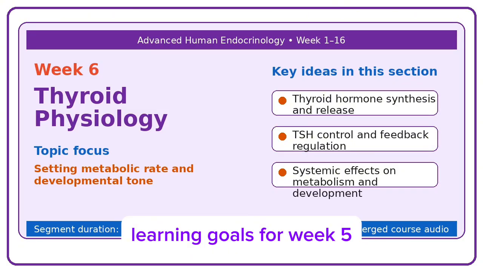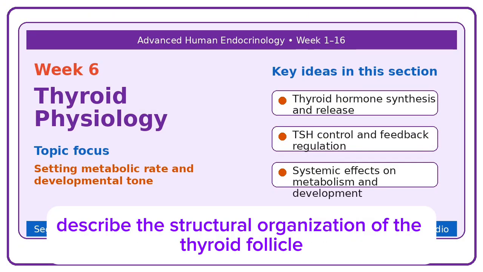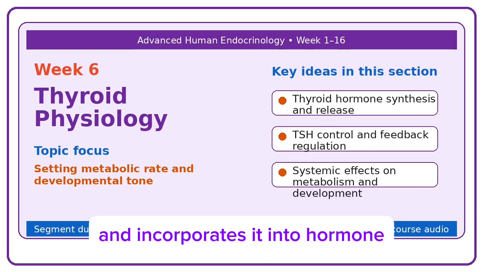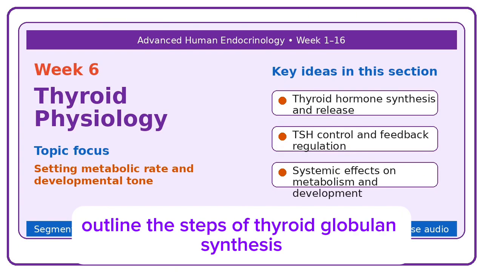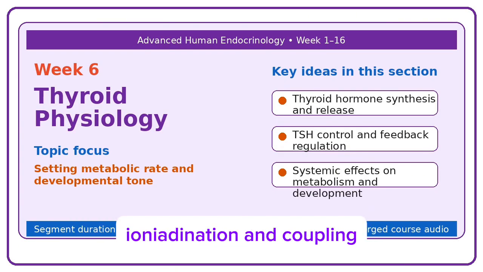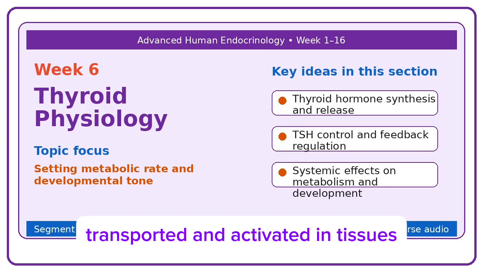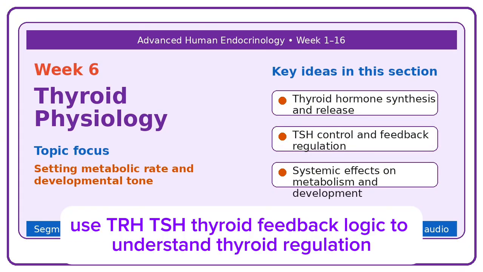Learning goals for Week 5. Describe the structural organization of the thyroid follicle. Explain how the thyroid gland takes up iodide and incorporates it into hormone. Outline the steps of thyroglobulin synthesis, iodination, and coupling. Explain how T4 and T3 are released, transported, and activated in tissues. Use TRH-TSH-thyroid feedback logic to understand thyroid regulation.